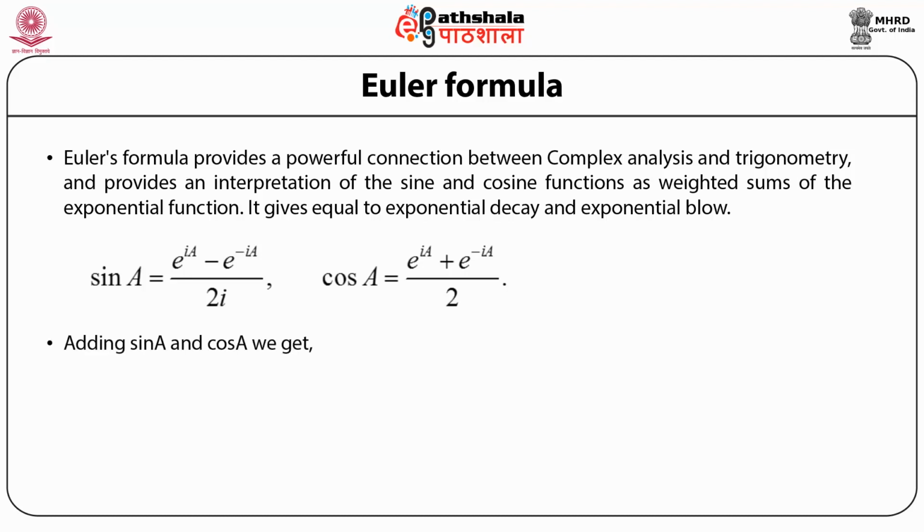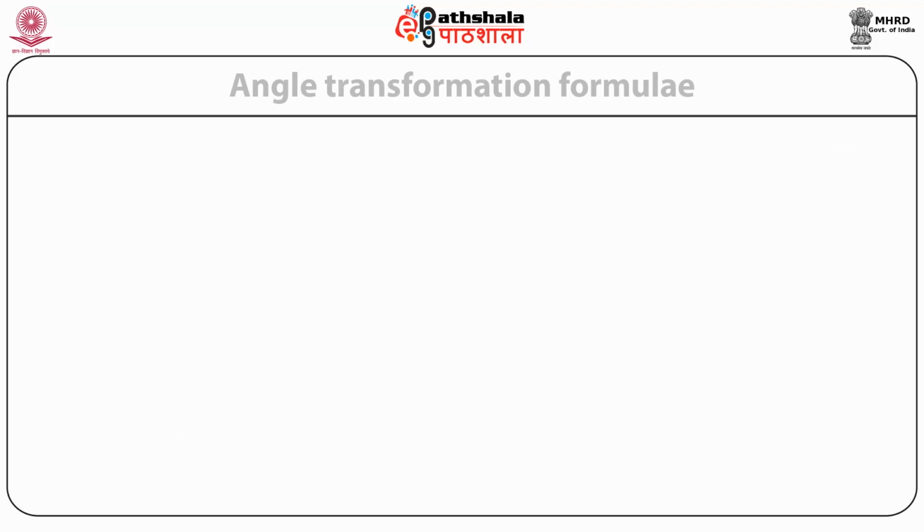If you add cos A, and add it with sine A multiplied by i, then we can see that e to the power of iA will give us cos A plus i sin A, and this is the same formula that we used in the complex analysis.